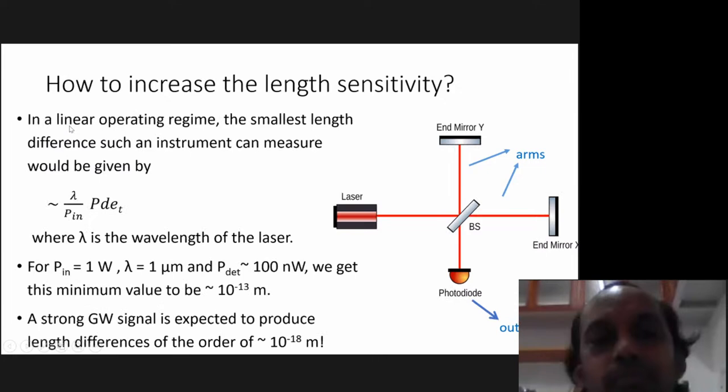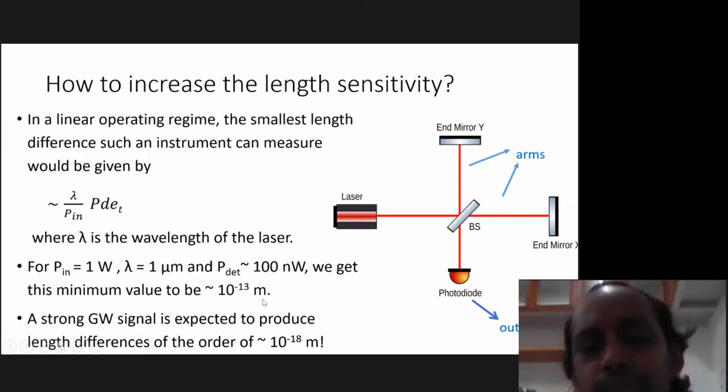If you use this P detector, and I think this should be P and the beta, given by lambda, which is the wavelength of the light, and P input the power in the input laser, and P detector, the minimum the photodetector can detect. So this is the minimum length difference we can measure using the power fluctuation we see at the photodetector. So if you use some typical numbers, like P input is 1 watt and lambda is like 1 micrometer and P detector is just assumed that 100 nanowatt it can measure, then this turns out to be a length difference of 10 to the power minus 13 meter.